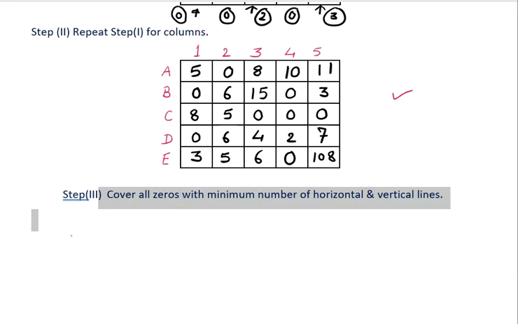Starting from the first row, we look at the rows containing a single zero and we make an assignment in that row. So what is in the first row? The first row contains these numbers. There is a single zero in the first row. So we make an assignment here. And when we make an assignment in a row, we will draw a vertical line.